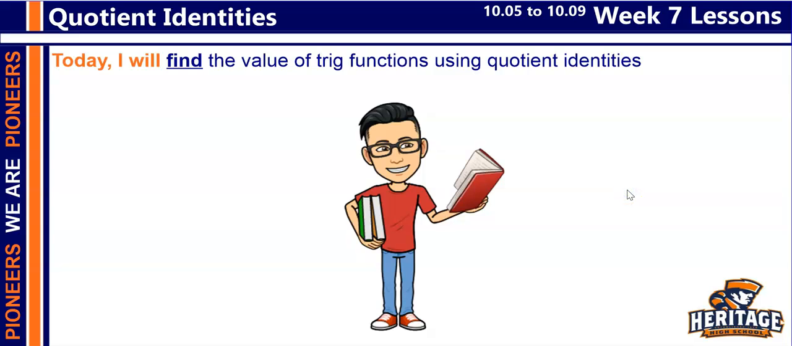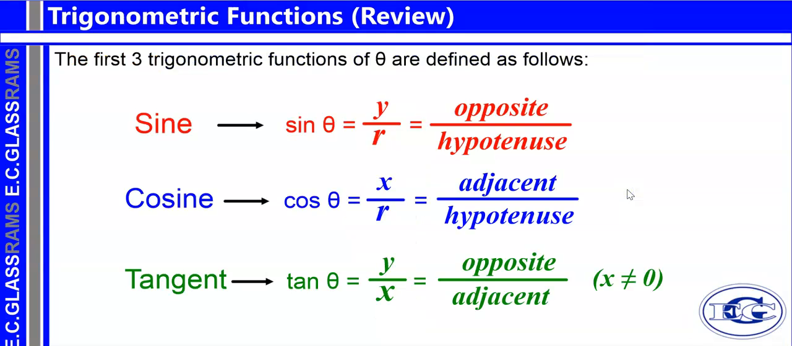Welcome, ladies and gentlemen, to the lesson on quotient identities, where these identities will be used to find the values of trig functions. To quickly recap the trig functions, here we are, where sine, cosine, tangent can be broken down into two different ratios using x, y, r when you're on a coordinate graph, and if you're not on a graph, then you use the opposite, adjacent, and hypotenuse method.